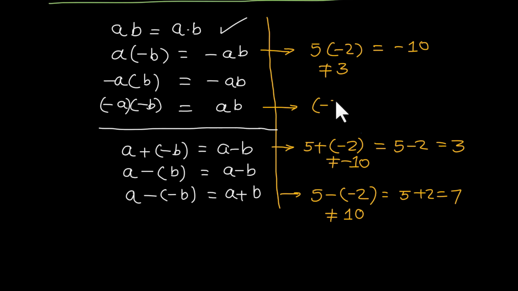And finally, negative 5 times negative 2 is 10, because it's the product of minus 5 and minus 2, and minus times minus is a plus. It's not equal to 7 and definitely not equal to minus 7.